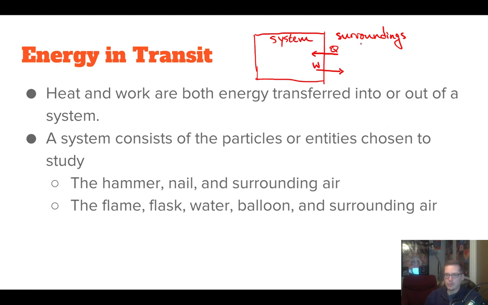And then when we took the Erlenmeyer flask off the hot plate, we took it down. These were reversed. The system was transferring heat to the surroundings, and in reverse, the surroundings was doing work on the balloon. Right, the balloon was deflating.